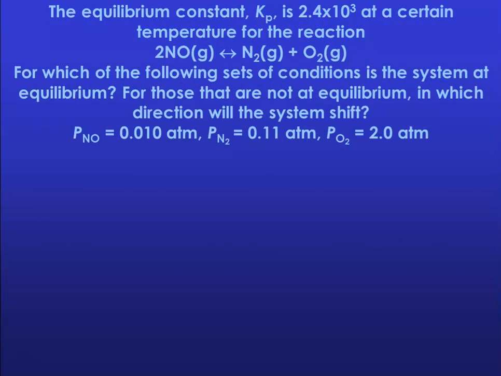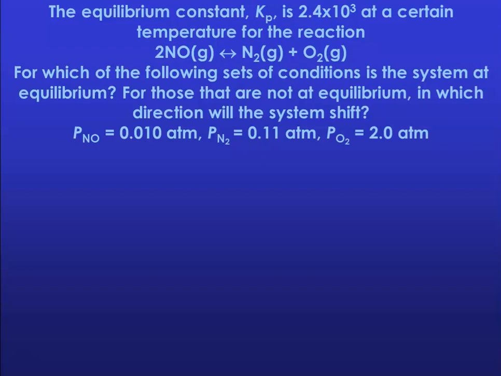So we have here a K value, 2.4 times 10 to the third, for this reaction, and we are given partial pressures for the 3 components making up our reaction: NO, N2, and O2. We want to know, is this at equilibrium, and if it's not, in which direction will the reaction need to shift? Will it need to make more products, or will it need to make more reactants to reestablish equilibrium, or to establish it for the first time?